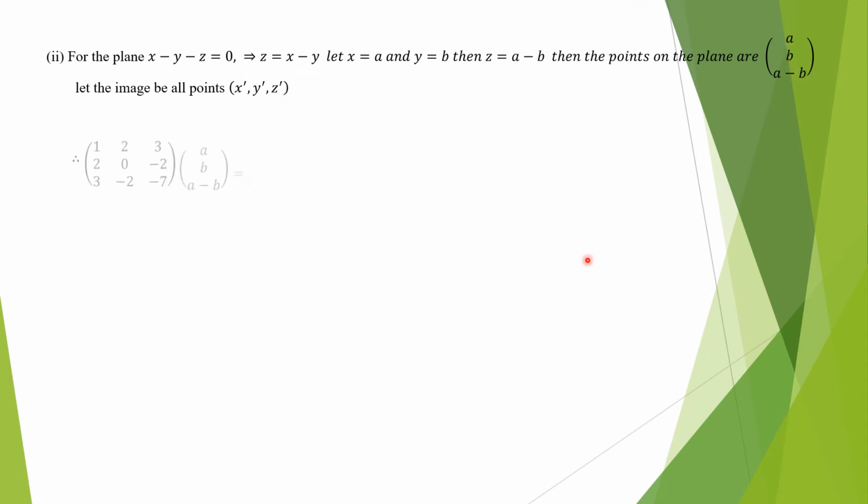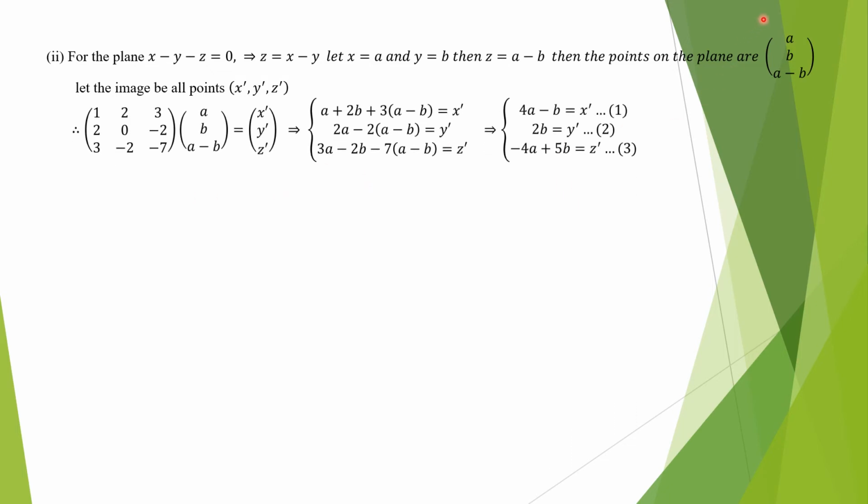Therefore, the matrix M times a, b, and a minus b should give you x prime, y prime, and z prime. And multiplying these two matrices, we now get this equals x prime, this equals y prime, and this equals z prime. And simplifying, we now get these three equations. Now, the key thing we are supposed to do here is try to create an equation of a plane from these three equations, such that we don't have the variables a and b.